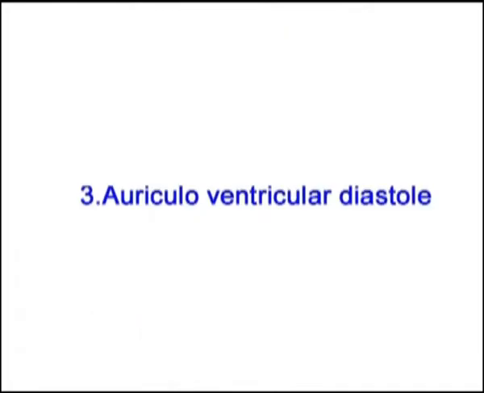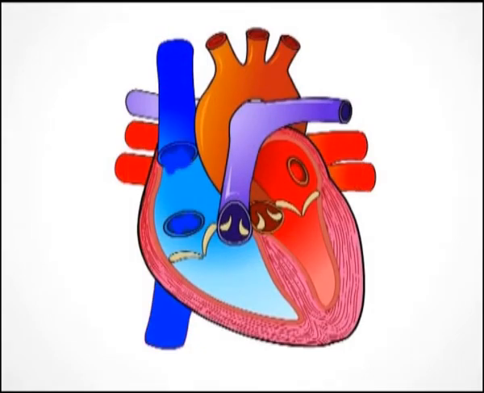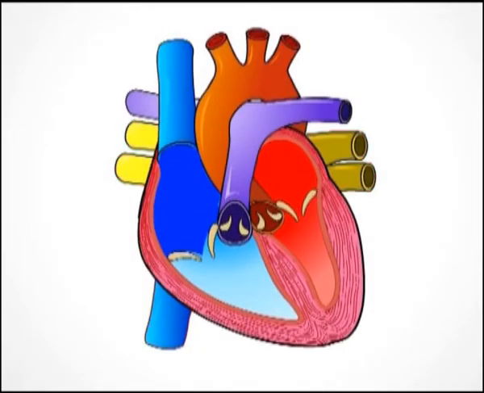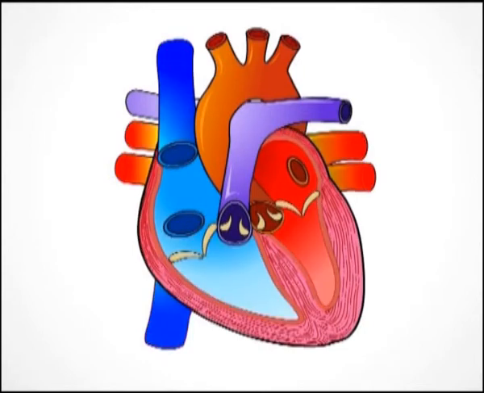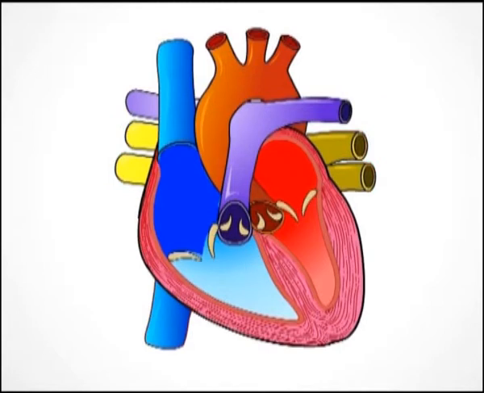Auriculoventricular diastole. Both auricles and ventricles relax, and the right auricle receives impure blood from the vena cava veins and the left auricle receives pure blood from the pulmonary vein.